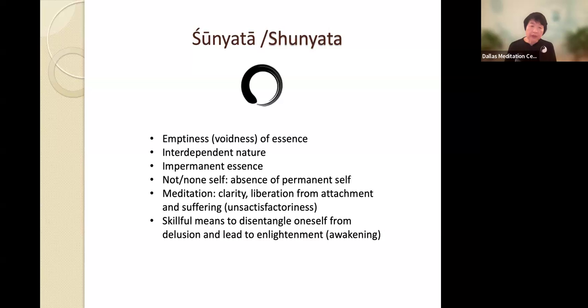The last point here is skillful means to disentangle oneself from delusion and to lead to enlightenment or awakening.